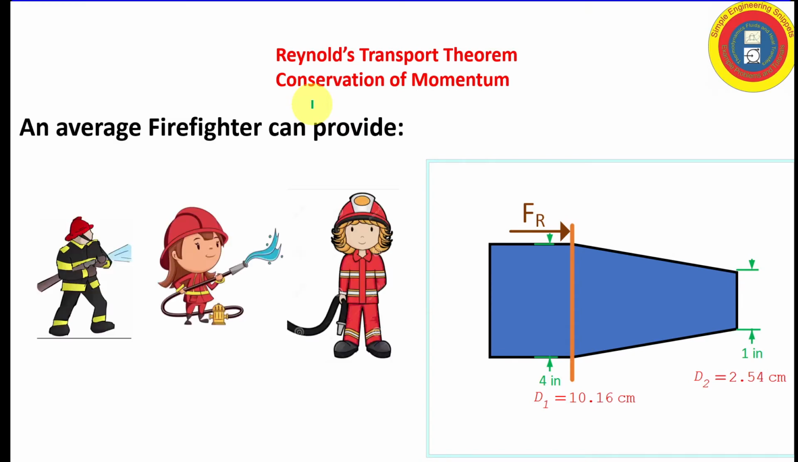Okay, so we have a fire hose nozzle, and we need to determine how many firefighters are necessary to hold this nozzle in place. An average firefighter can apply 300 pounds force, or in SI, 1335 newtons. We will be working this problem in both English engineering and SI units.